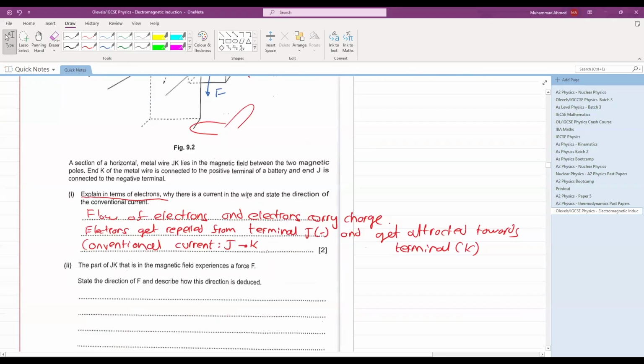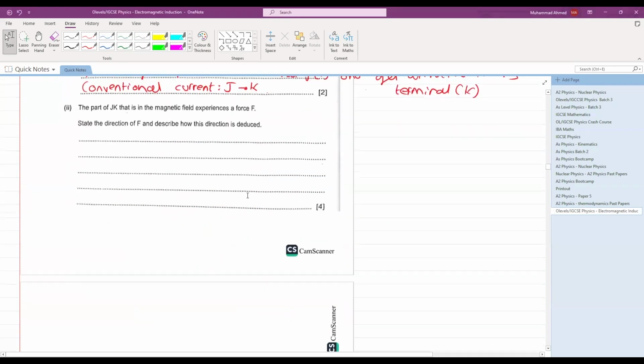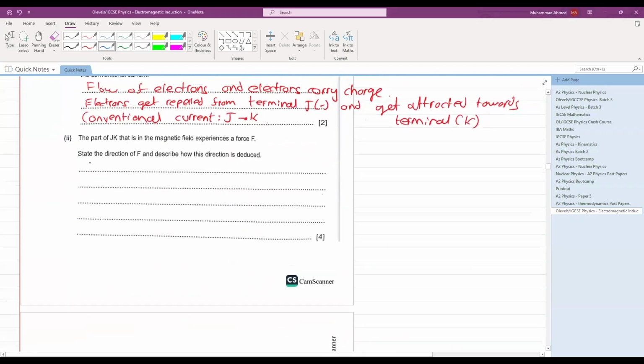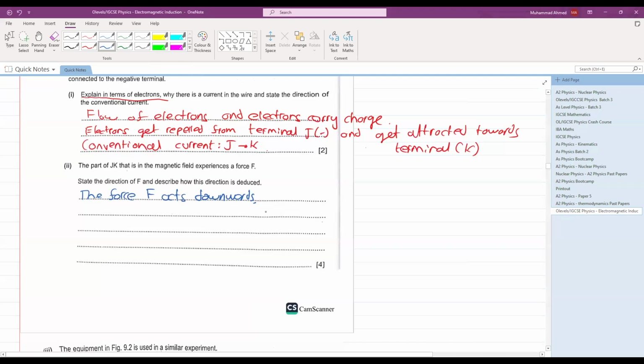Okay. So what do we have to state in the question? This is a 4 marker question, so it will require some working. First of all, you have to state the direction of force F. The force F acts downwards. And how was this direction deduced? By applying Fleming's left hand rule. What does Fleming's left hand rule state?